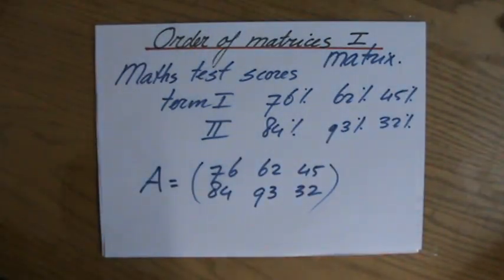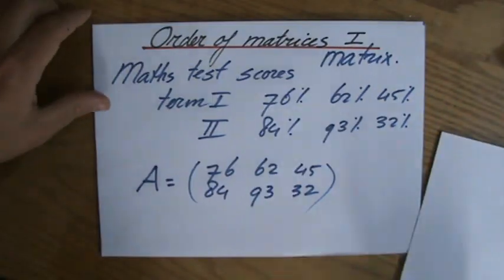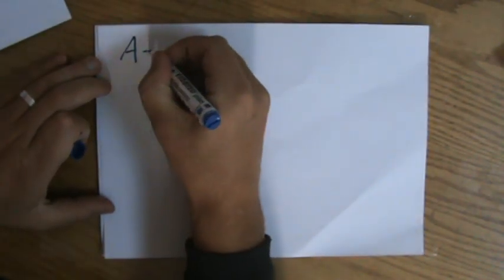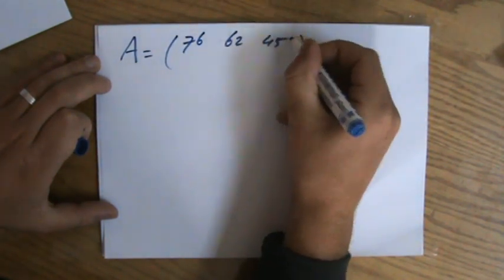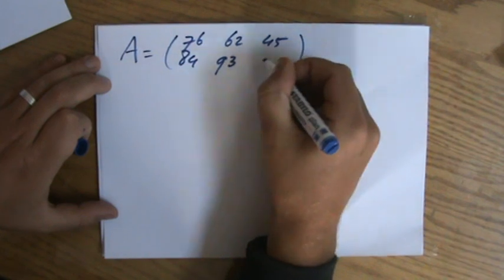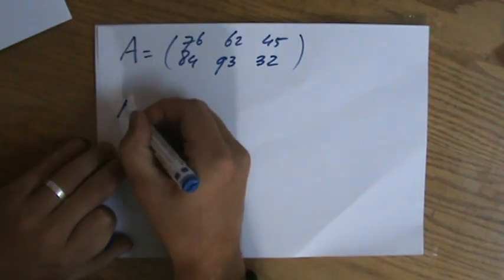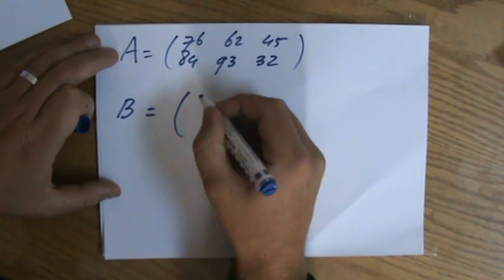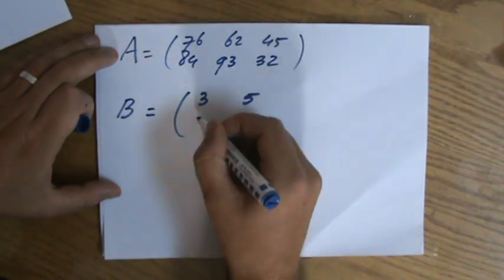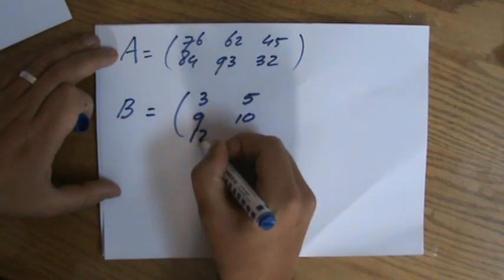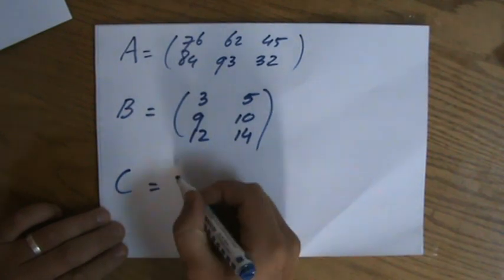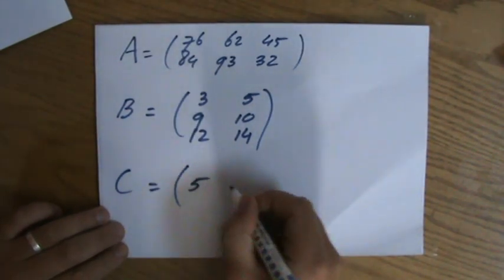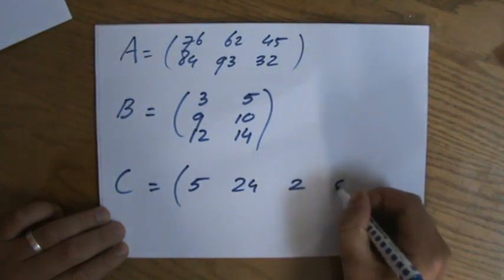Now matrices can have all sorts of different sizes. So if I just copy that one here, let's say the matrix A, the one I just made was 76, 62, 45, 84, 93 and 32, but matrices can have all sorts of sizes. Let's say I have a different matrix and it will look like this: 3, 5, 9, 10, 12 and 14. I don't know, I'm just making it up. I don't know what it represents, it doesn't matter for now. And let's say this one, 5, 24, 2 and 0.